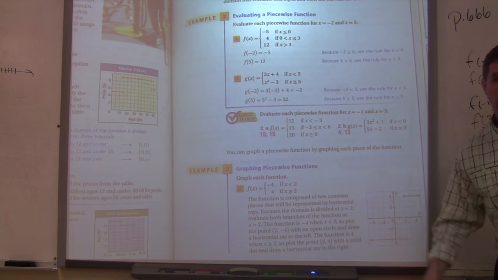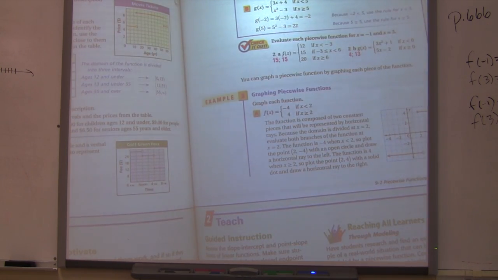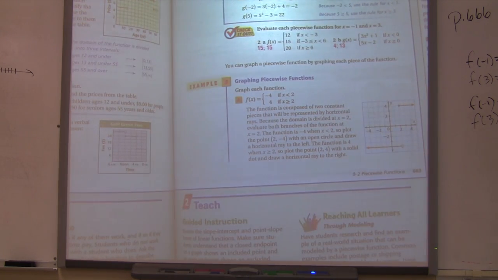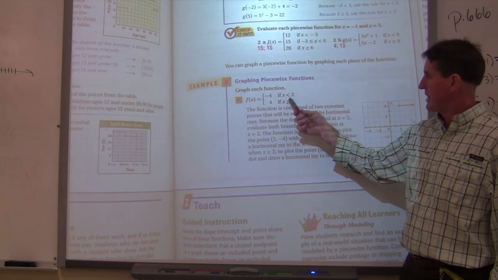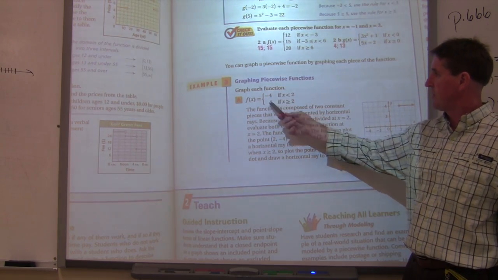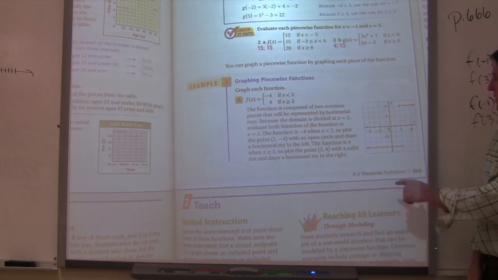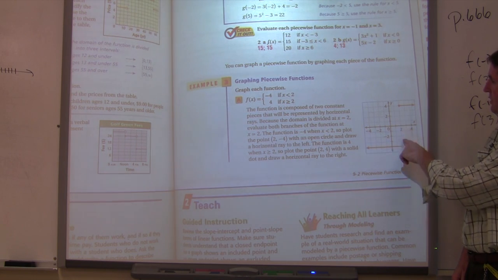They're going to ask you to graph some functions here at the bottom. So the first one says we've got the function f of x. If x is less than 2, it's -4. If x is greater than or equal to 2, then it's 4. So we graph the first one first. So we go to 2.